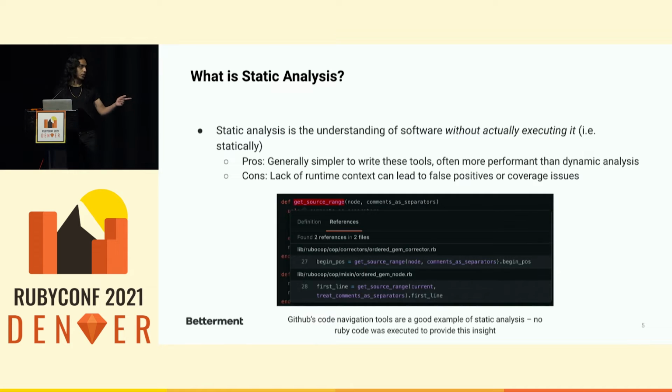So if you've ever actually used GitHub's source code navigation tools, you'll notice that if you can click on a method name, it'll tell you where that method is called, where that method is defined. Well, static analysis is the core of this. GitHub isn't actually executing any of this Ruby code to come to these conclusions. It's purely static.